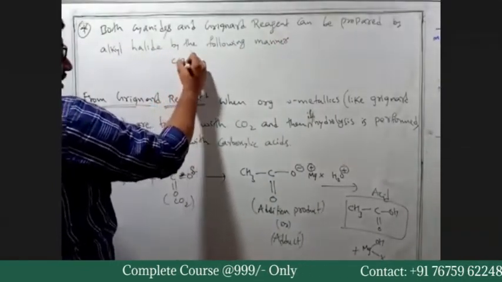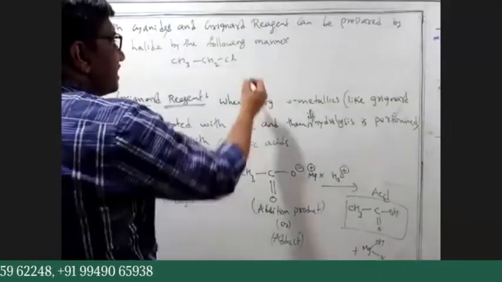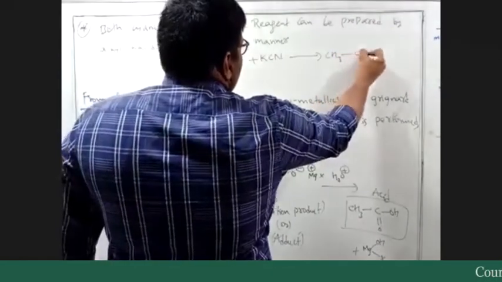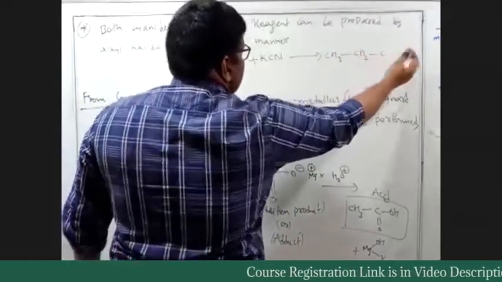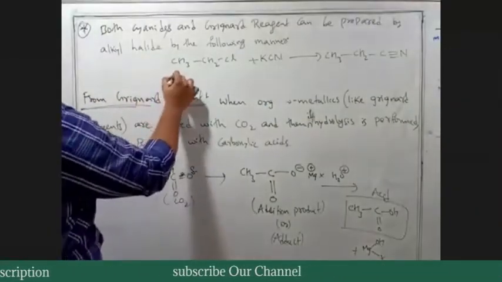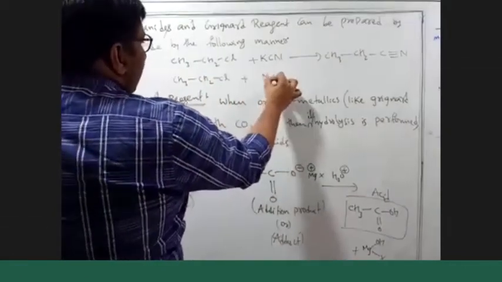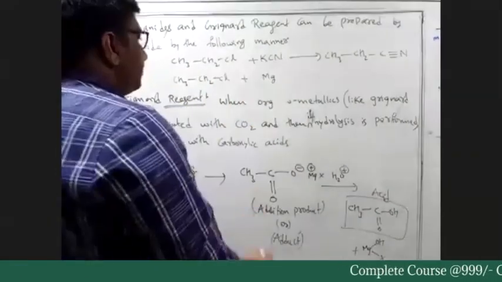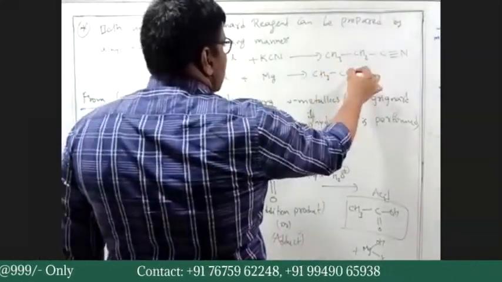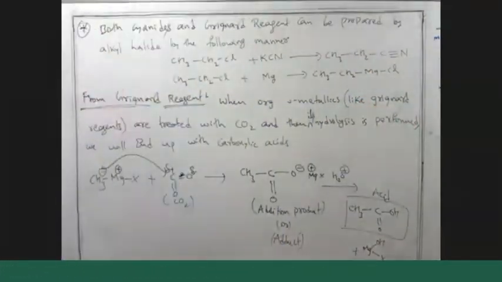Let us say CH3CH2Cl. I want to prepare cyanide. Simply add KCN, and CH3CH2CN will be obtained. Similarly, CH3CH2Cl with magnesium gets CH3CH2MgCl. Right?